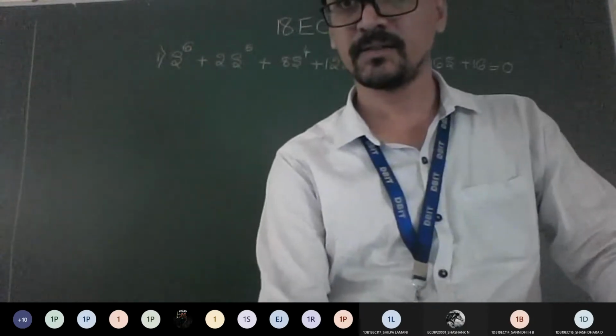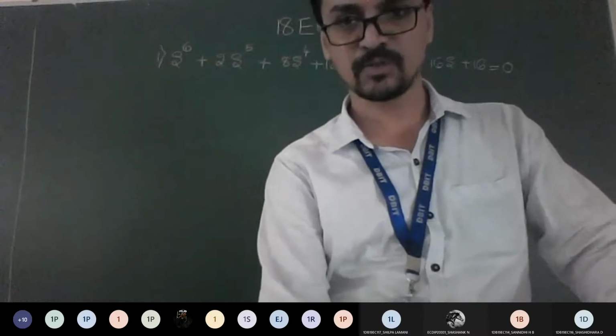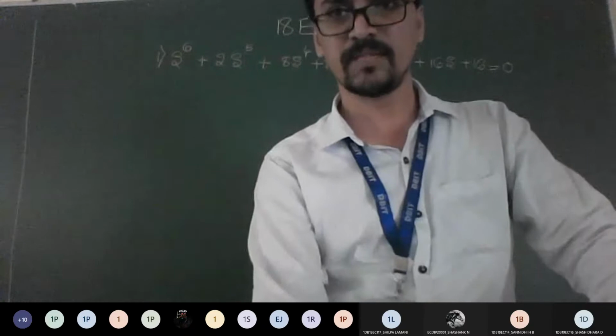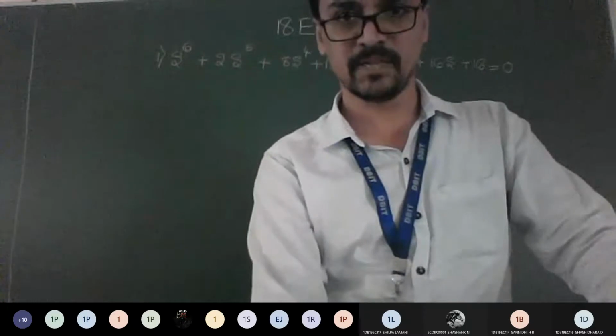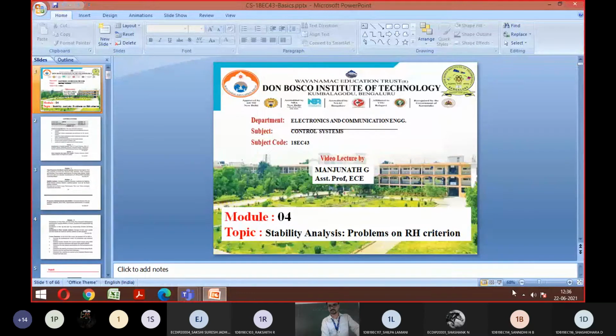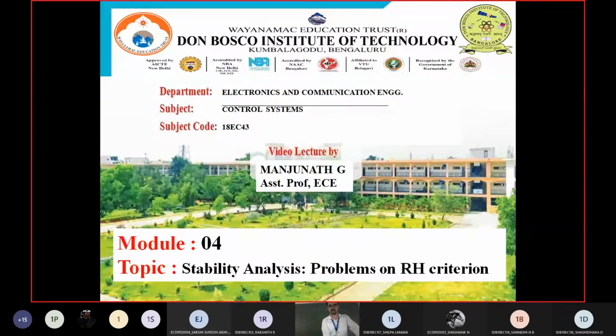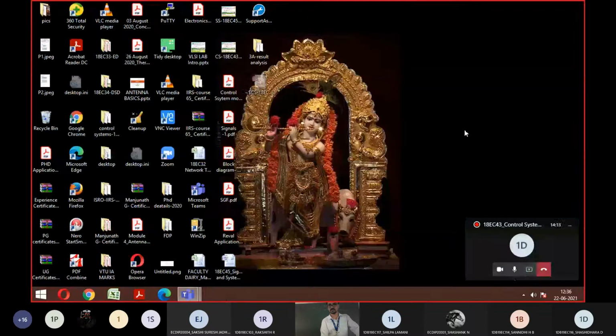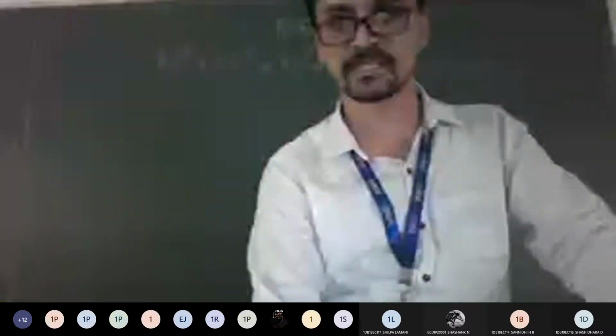So I think in yesterday's class we went through the concept of special case 1, and we got to know what it means in your RH criteria. Whenever you find the first element of an RH array row is 0 and the same row has at least one non-zero element, then we have to go with special case 1. I think everyone understood the way to solve it.